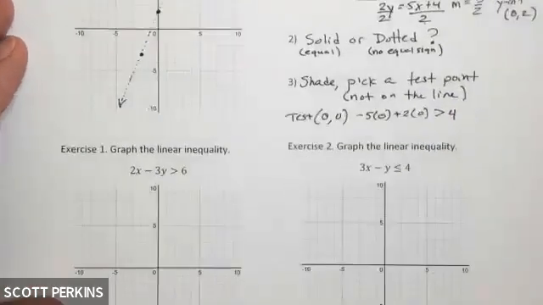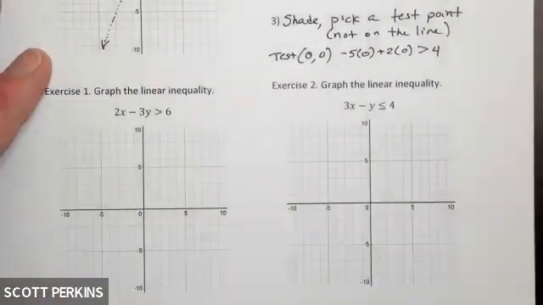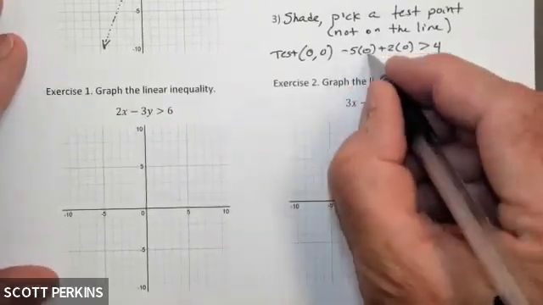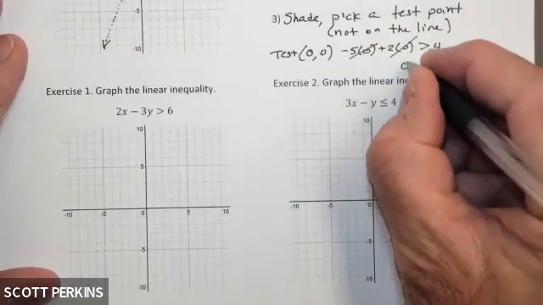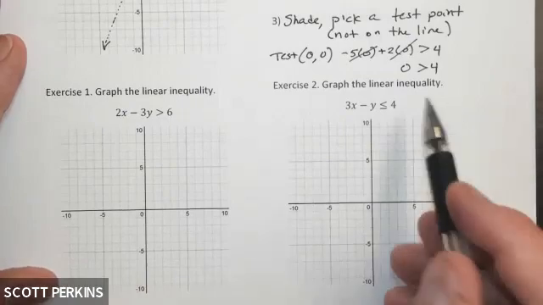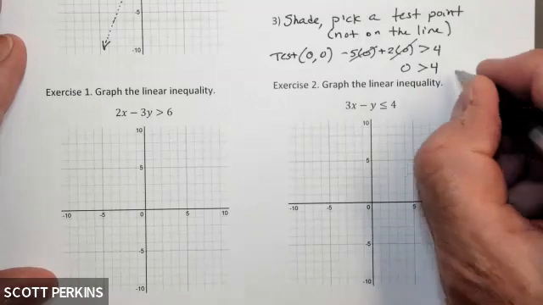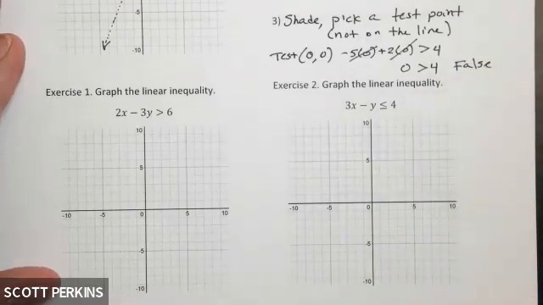I'm going to just slide this up for the moment. I'll slide it back down when it comes to the shading. I want everybody to see my work. Again, why am I picking 0, 0? Because anything times 0 is 0. So -5 times 0, that's 0. 2 times 0 is 0. I have 0 is greater than 4 when I plug in that test point. Is that a solution? No, it's not true. Okay, so this is false. I'm going to write the word false right here.